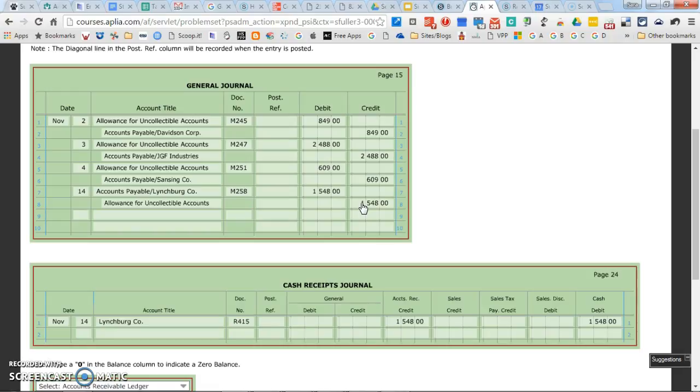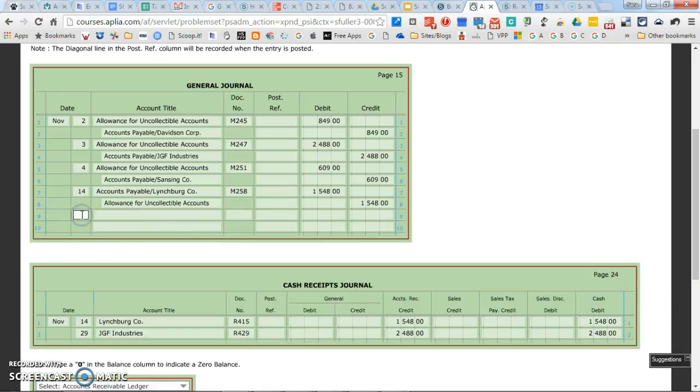We have one more. November 20th, received cash in full payment of JGF Industries account, previously written off as uncollectible, $2,488. And we once again have two document numbers telling me I need to record this in two places. So we'll do our cash receipts again. So our date is the 29th. Our account title is JGF Industries. Document number is R429. It's going to be an accounts receivable credit, $2,488, and a cash debit of $2,488.